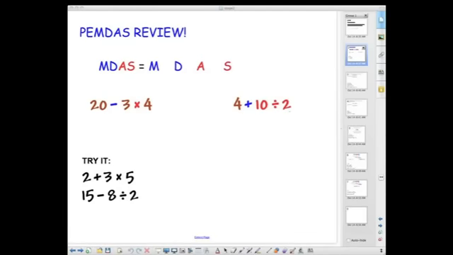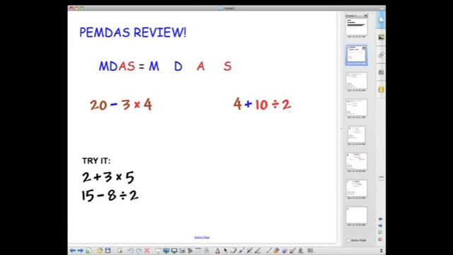Today's lesson is on PEMDAS, or the order of operations. What we're going to do is break it down into smaller pieces and see if we can attack one piece at a time. So the first thing that we're going to look at is multiplication, division, addition, and subtraction.